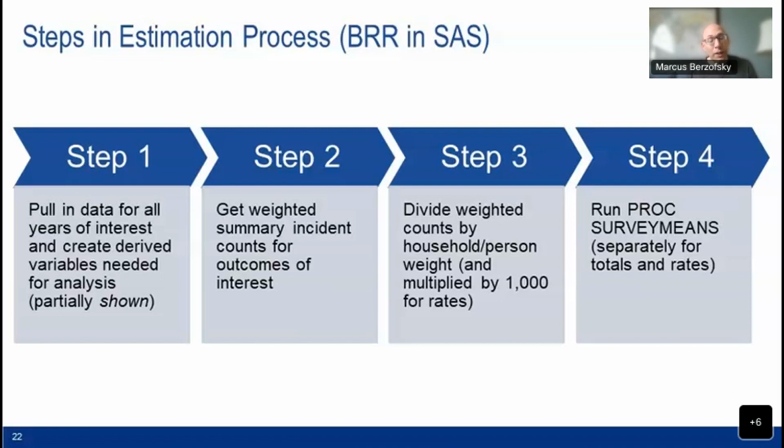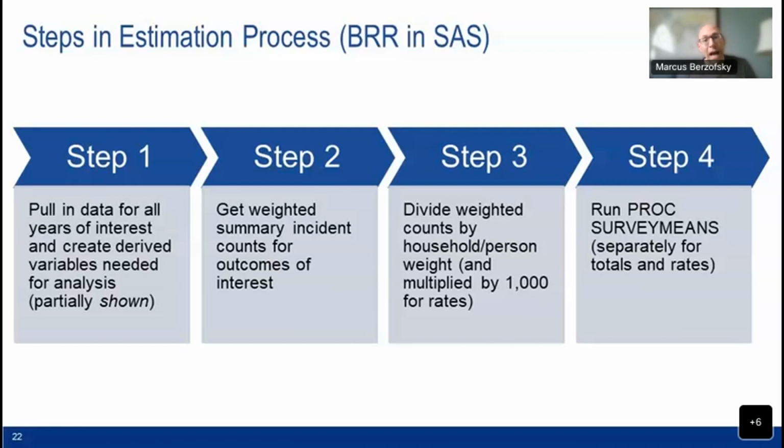As users of the NCVS know, the incident file is an incident-level file. It's not a single record file. So if a person had multiple incidents during a year, they'll be listed multiple times. You need to summarize that count, and then merge that count back onto the person or household file, where there's only 1 record per household or per person. That's what step 2 is: getting those summary counts, and then merging them back on.